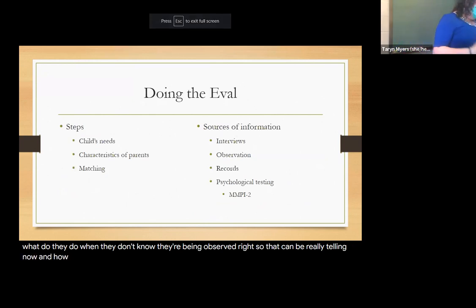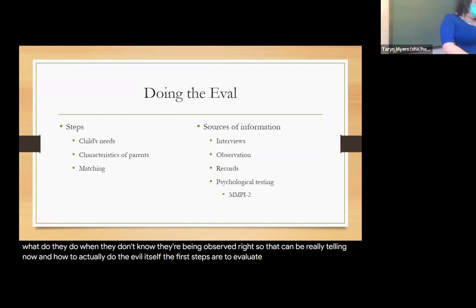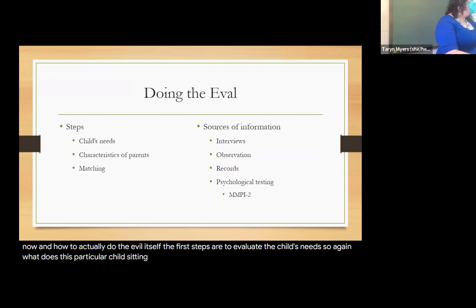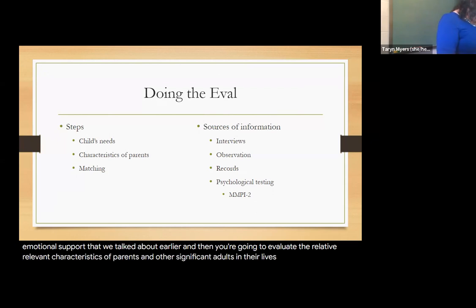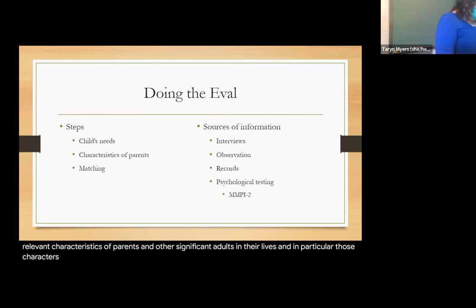Now, how to actually do the eval itself. The first step is to evaluate the child's needs. So again, what does this particular child sitting in front of me need over and above the typical safety, shelter, emotional support that we talked about earlier? And then you're going to evaluate the relevant characteristics of parents and other significant adults in their lives, and in particular those characteristics that bear on the parents' capacity to meet the needs of that particular child, right?